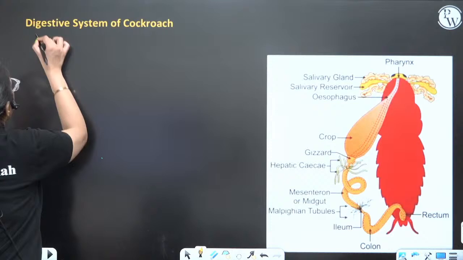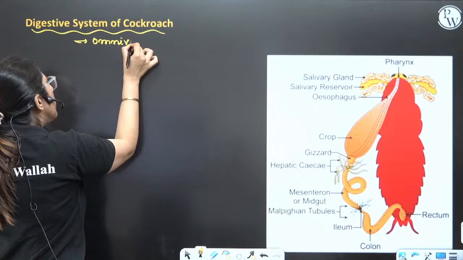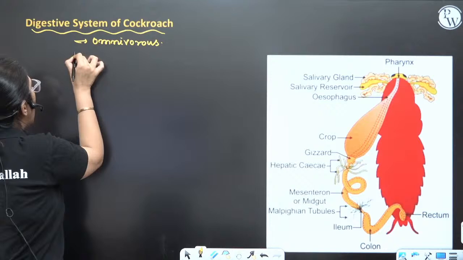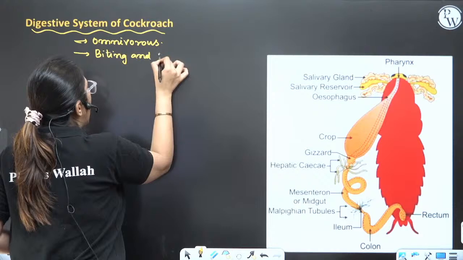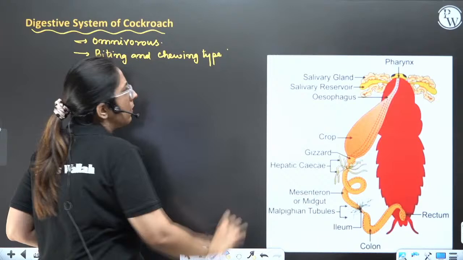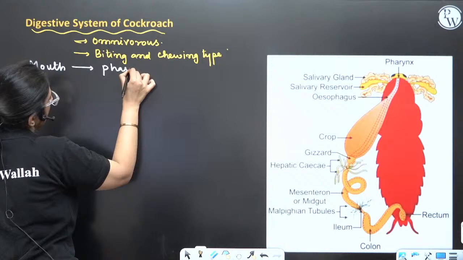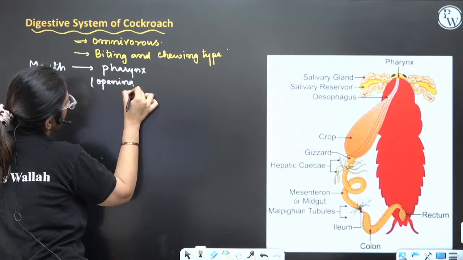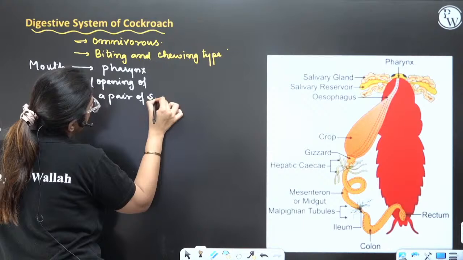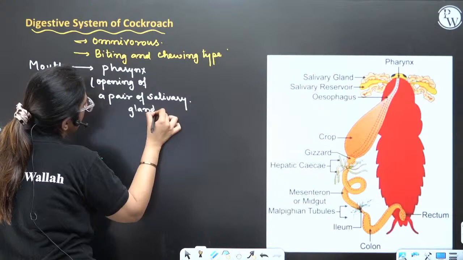First thing is, they are omnivorous. How do they capture their food? With the help of mouth parts. And their mouth parts are the biting and chewing type. Again, I am writing: biting and chewing type. Right? Now, how does the food move? Let's have a look. Mouth to pharynx. Right? In the pharynx, there is opening of a pair of salivary glands. Salivary glands will open here.